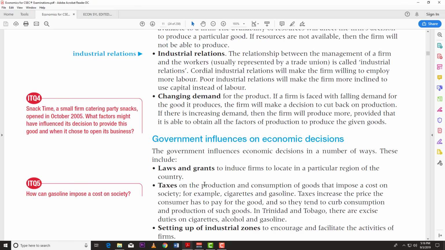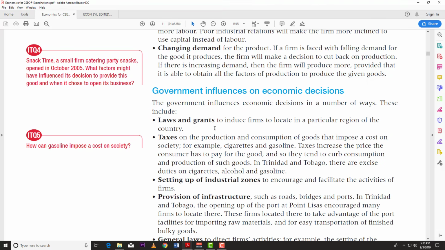So these are things the firms have to do as it relates to demand for their product. If it's going down, you might want to revitalize the demand or cut back production. If it's going up, you might want to expand your production into new markets and stuff like that. So that's how demand affects the economic decisions of the firm.